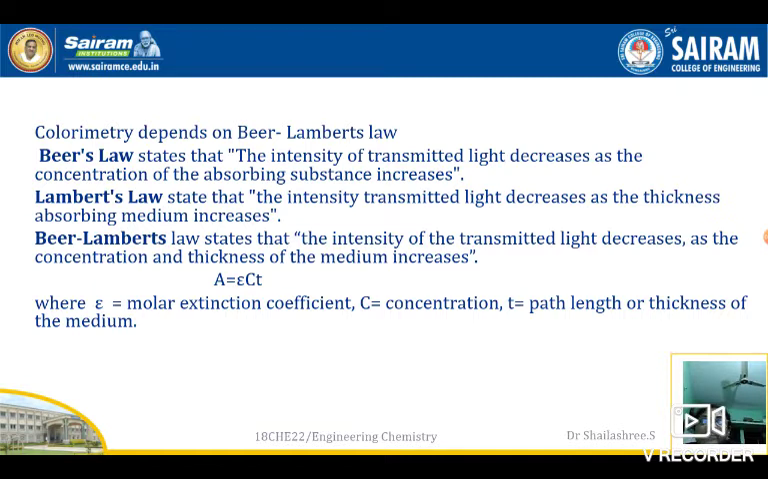And you know, the colorimetric experiment is applicable for colored solutions. If they are not colored, we will be adding suitable reagents to make them colored. And colorimetry depends on Beer-Lambert's law.